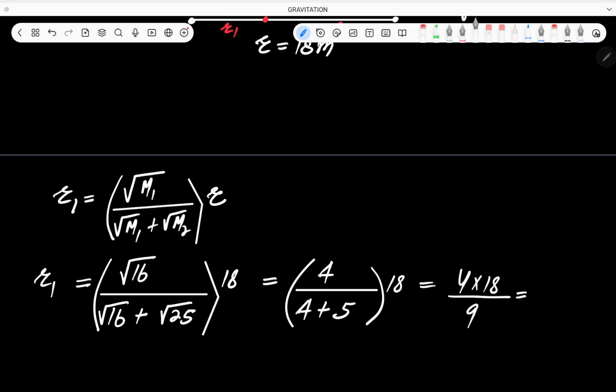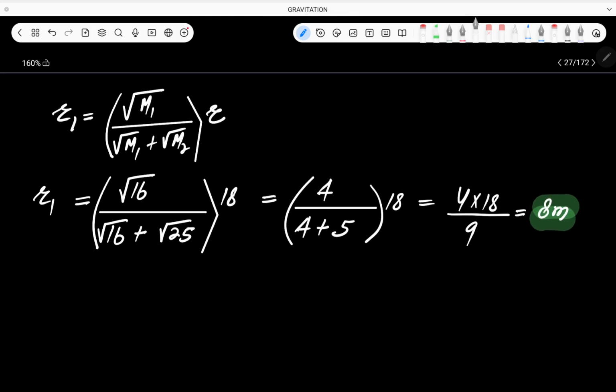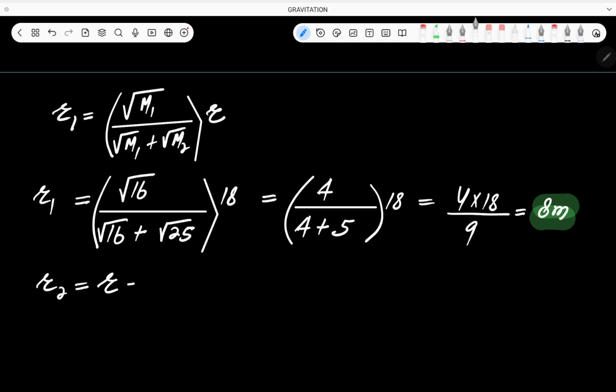9 ones are 9, 9 twos are 18, 2 into 4 is 8. So the answer comes out to be 8 meters. So 8 meters is the answer. That's r1. Now directly, without applying this formula, we can calculate r2. r2 will be equal to r minus r1.